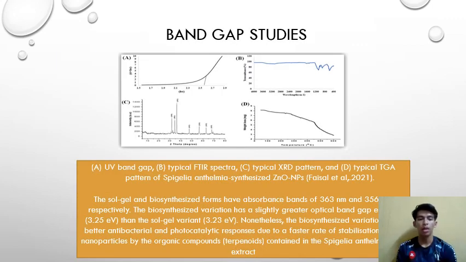The chemical and biosynthesis forms have absorbance bands of 363 nm and 356 nm respectively. The biosynthesized variation has a slightly greater optical band gap energy, 3.25 eV, than the chemical variant, 3.23 eV. Nonetheless, the biosynthesis version had better antibacterial and photokinetic response due to a faster rate of stabilization of the nanoparticles by the organic compounds, terpenoids, contained in the Spigelia anthelmia leaf extract.